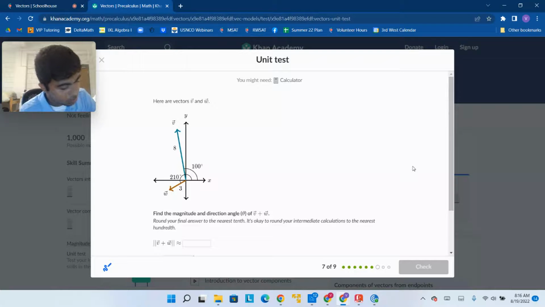As 8 sine 10, which is going to be negative since it's going in the left direction. 8 sine of 10. So negative 1.39. And then you have 8 cosine of 10, which is positive, it's going up, which is 7.88. And so 7.88 is there.